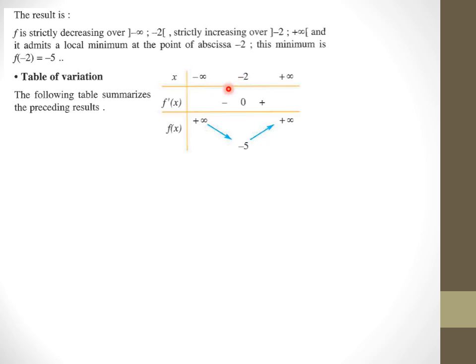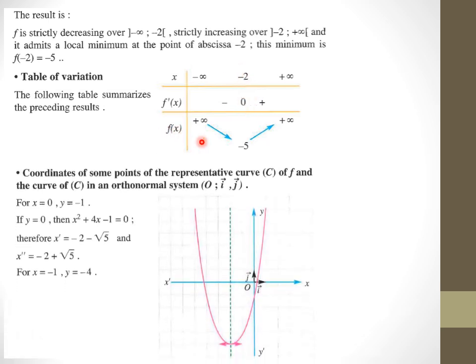So if I want to summarize this table, the function is decreasing from positive infinity to a point which is minus 2, minus 5, then it's increasing to plus infinity. This is the table of variation. So now I need to draw the curve. So here the function is decreasing to minus 2, minus 5, then it's increasing, right?